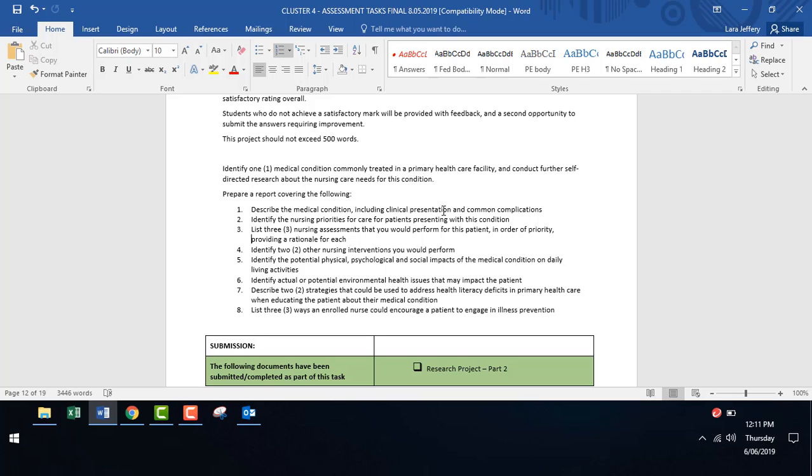Those sorts of things. Question 8, list 3 ways an enrolled nurse can encourage a patient to engage in illness prevention. So what are 3 ways in which you can get your patient to stop presenting to primary health care? How do you keep them well in the community? How do you keep them away from needing to come and present to primary health care? And that's it for this AT.